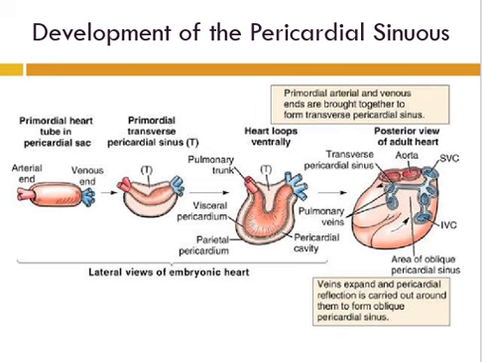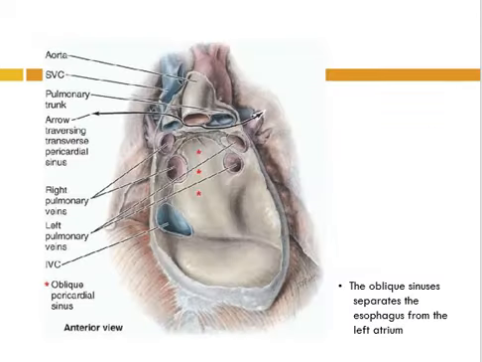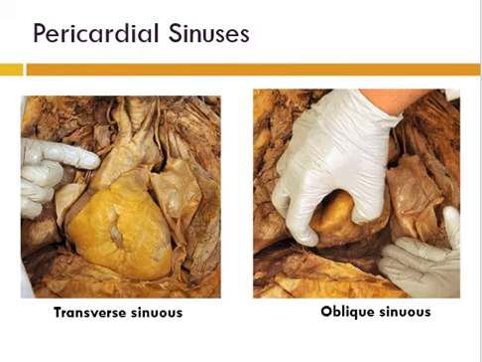In easier words, you can define the sinuses as follows. The transverse pericardial sinus is a horizontal gap between the arterial and venous ends of the heart tube. It is bound anteriorly by the ascending aorta and pulmonary trunk, posteriorly by the superior vena cava, inferiorly by the left atrium, and on each side it opens into the general pericardial cavity.